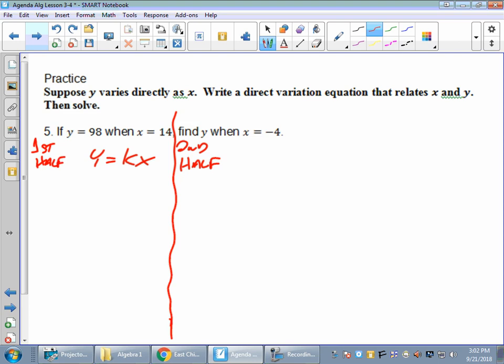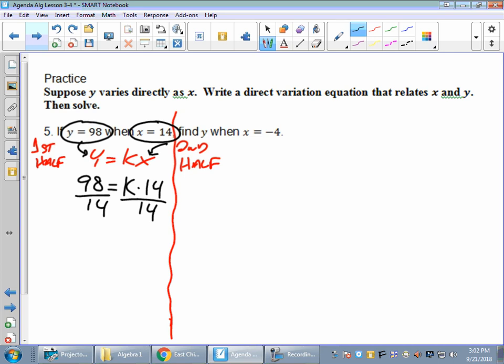So they give us if y equals 98 when x equals 14, then the rest. But let's just focus on that. So if I plug in 98 where y goes, because y equals 98, and x equals 14, if I plug that in right here, now my equation is 98 equals k times 14. Okay, so that was the first step, but I want to solve now for k and then get a new equation. So I'm going to go ahead and divide by 14.